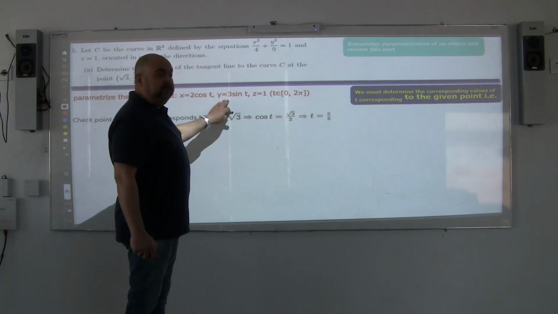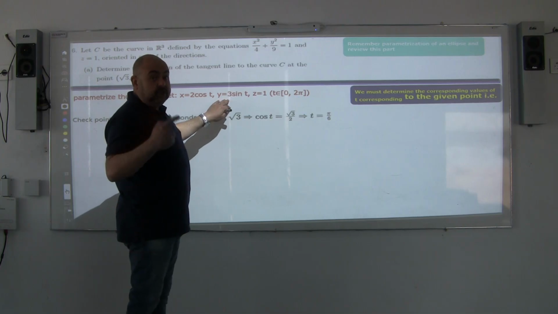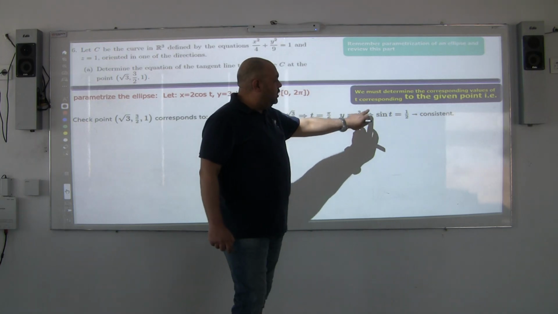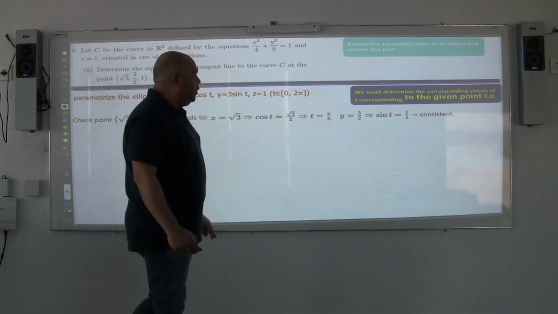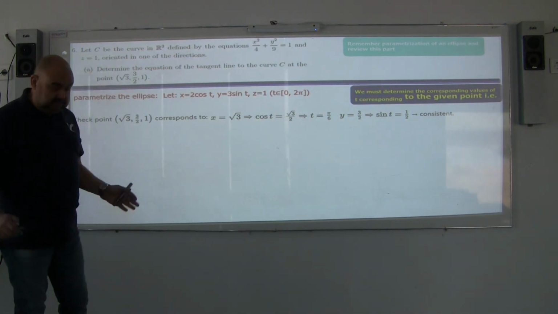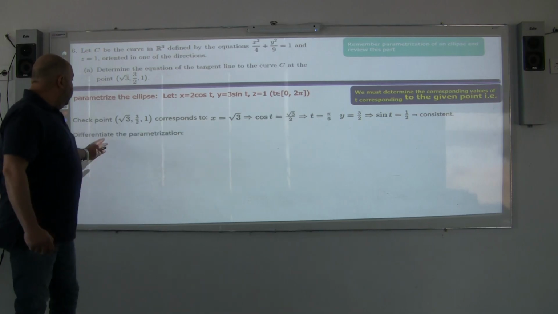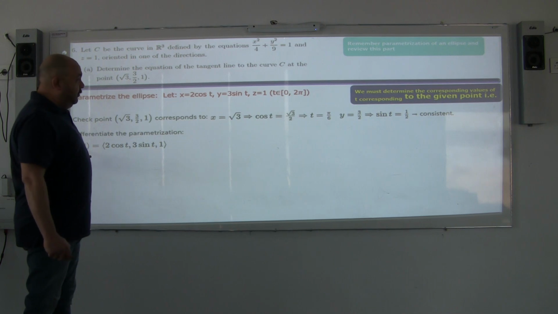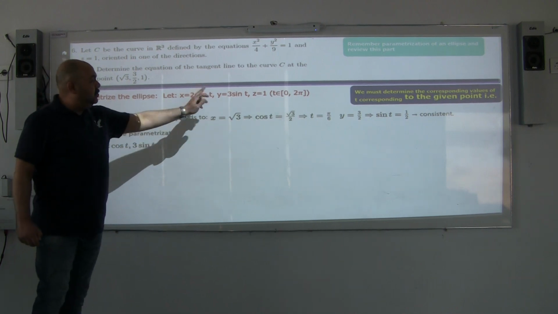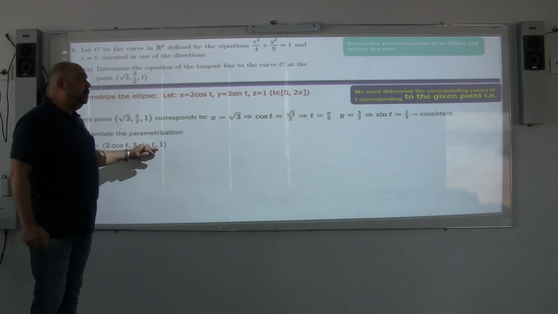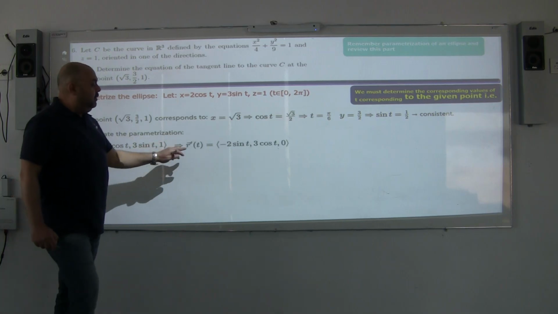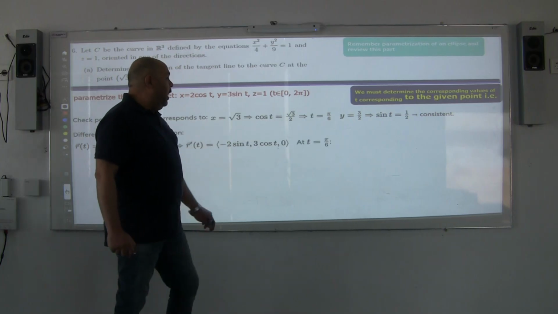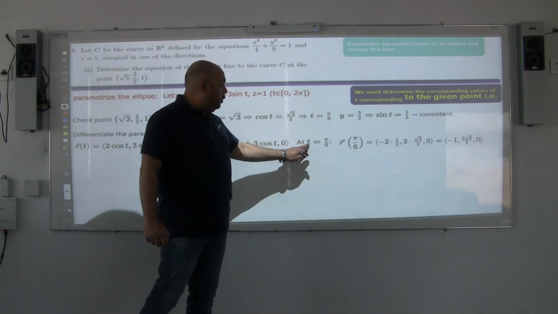Exactly in a similar manner, I'm just checking the y because I have only one t. So if y is equal to 3 over 2, in the same way t will equal pi over 6, so it is now I'm sure. Okay, differentiate the parameterization. I will get r of t, which is 2 cosine t, 3 sine t, and 1. Differentiating to get r dash, which is going to be negative 2 sine t, 3 cosine t, and 0. And then I will insert t equal to pi over 6.